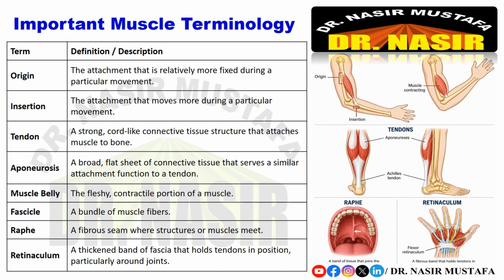A tendon is a strong cord-like connective tissue structure that attaches muscle to bone. An aponeurosis is a broad, flat sheet of connective tissue that serves a similar attachment function. The muscle belly is the fleshy, contractile portion of the muscle. A fascicle is a bundle of muscle fibers. A raphe is a fiber seam where structures or muscles may meet. And a retinaculum is a thickened band of fascia that holds tendons in position, particularly around joints. Understanding these terms provides a vocabulary needed to describe muscle anatomy accurately.